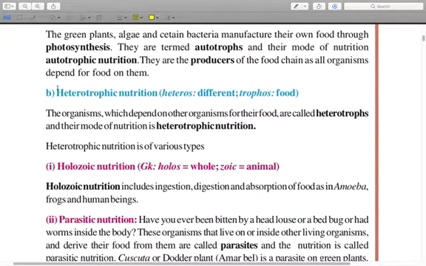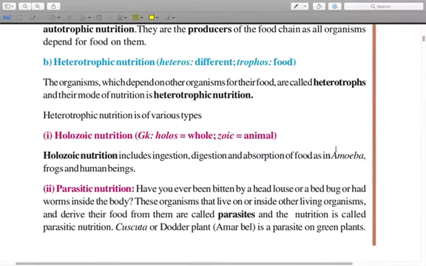Then heterotrophic nutrition. Heteros means different, trophos means food. So these organisms depend on other organisms for food. So they are called heterotrophs, and their mode of nutrition is heterotrophic nutrition. This you have to remember. Like humans, we depend upon other animals. We cannot produce food using photosynthesis, using sunlight or other things. We have to eat some plants and we eat some animals that are permissible for us.